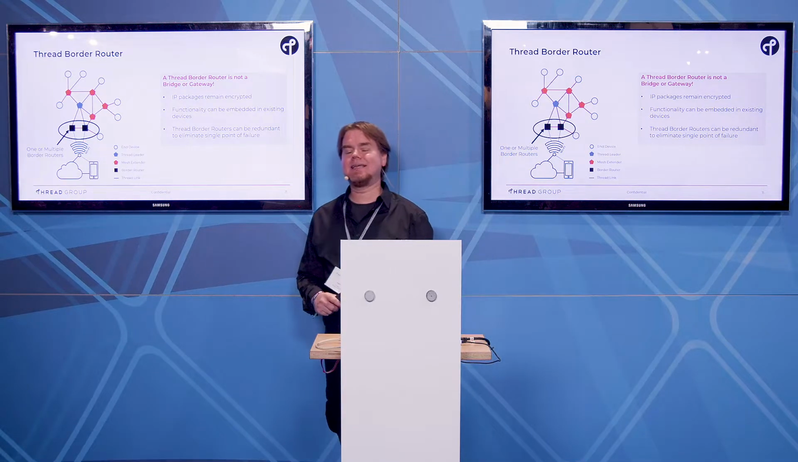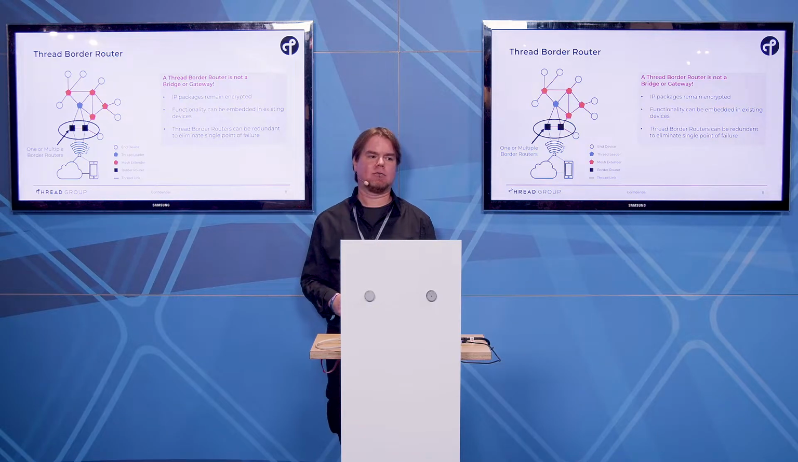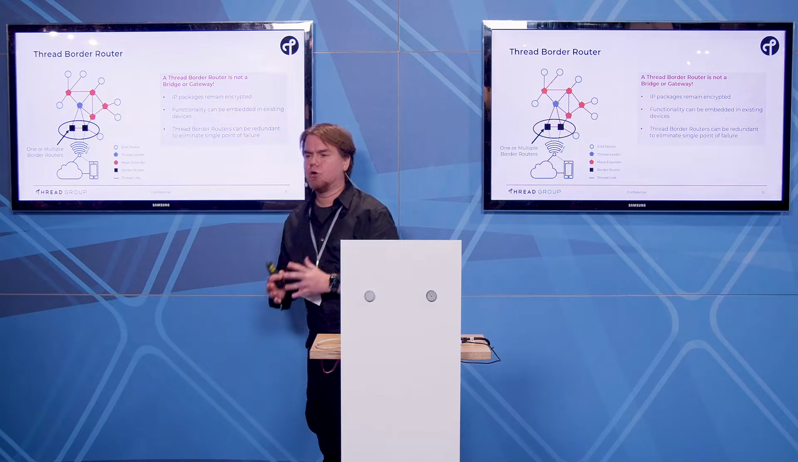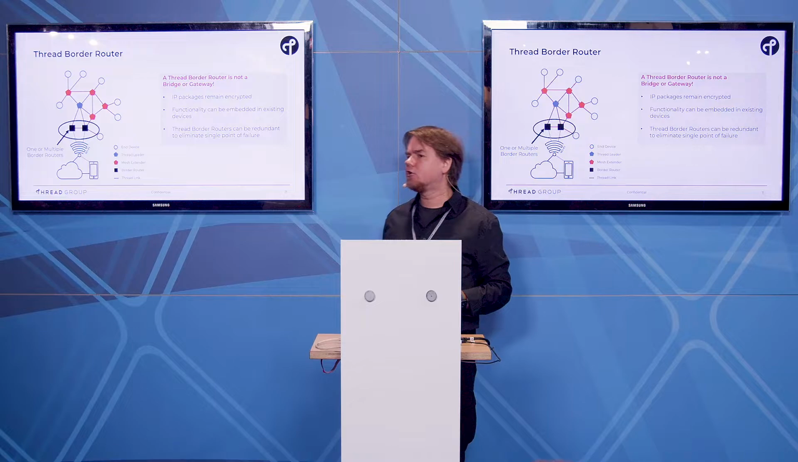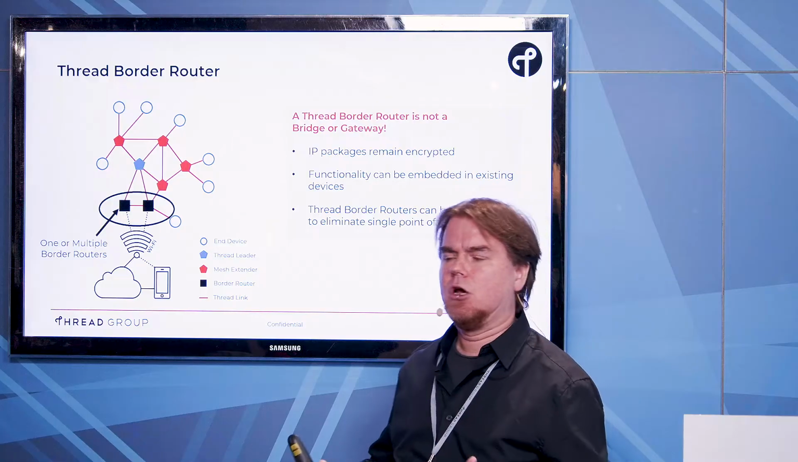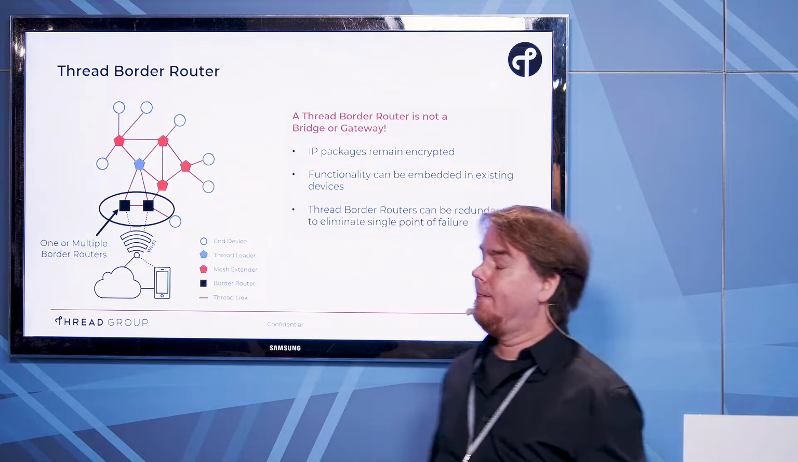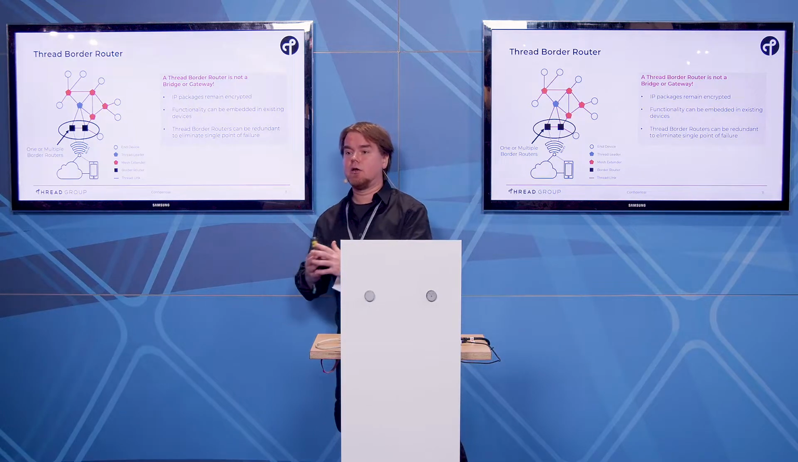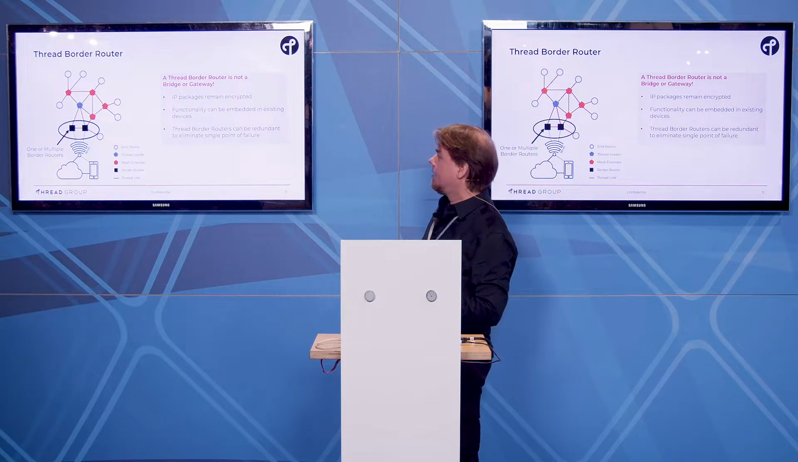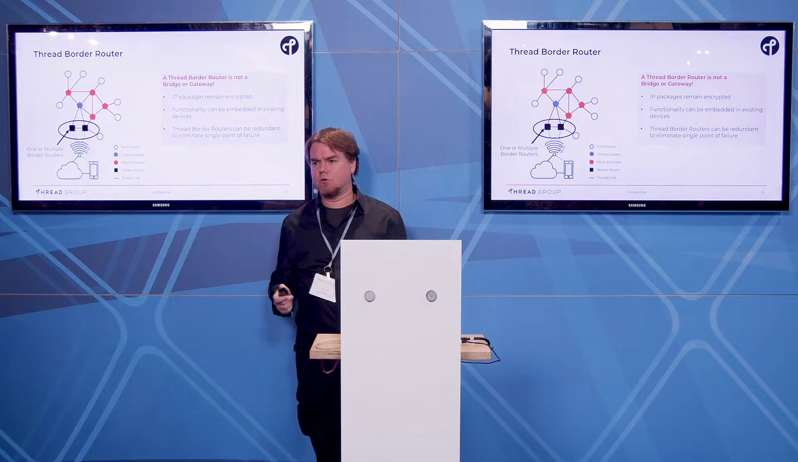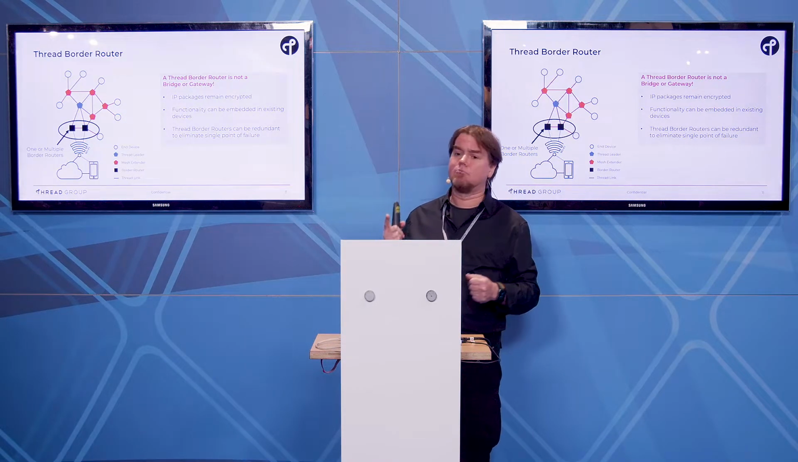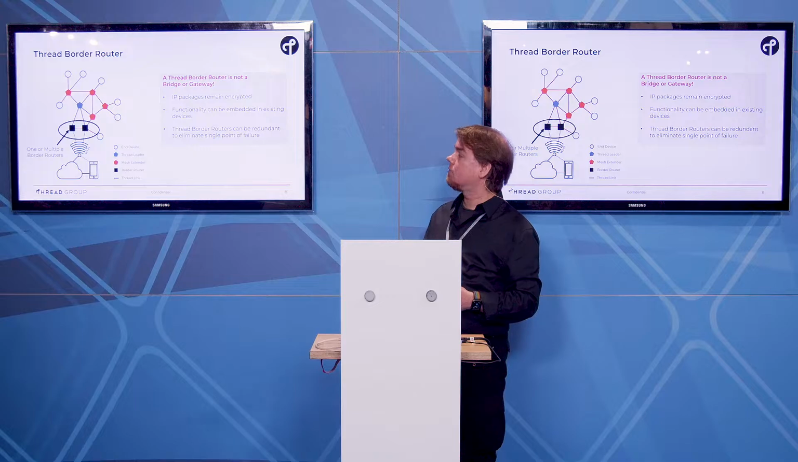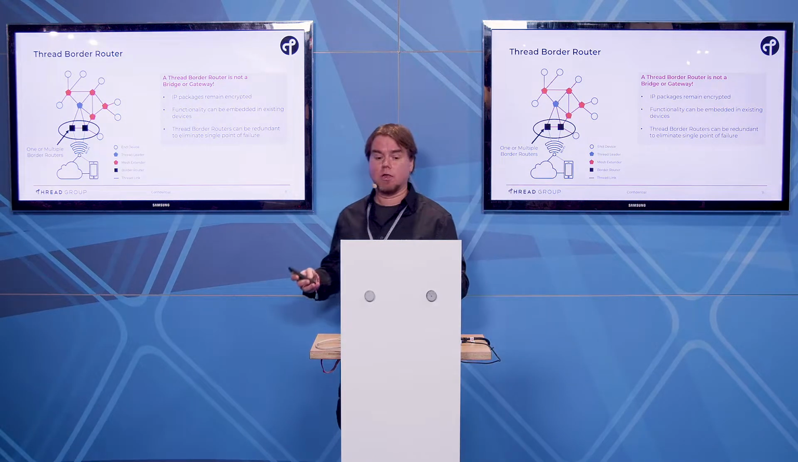Thread border router functionality can be embedded into existing devices. So again, contrary to other technologies, it's not a box that you buy that is just a border router. Border router functionality can be in other devices. In the consumer world, for example, you will see that it will be in a smart speaker or smart display or something like that. But it can also be a light bulb. It can be anything that has the Thread radio and some other radio, to perform that bridge functionality. And you can have multiple border routers on the same network, contrary to other technologies, which usually have one bridge. And if that bridge goes down, the network goes down. You can have multiple border routers in a Thread network, and if one goes down, the other one automatically takes over that role and functionality.